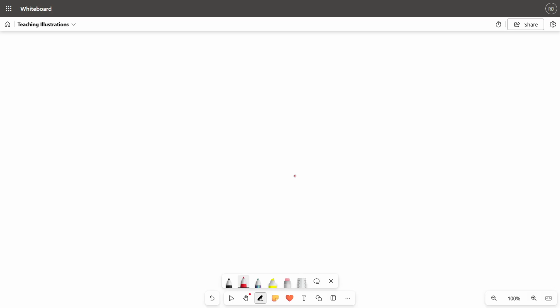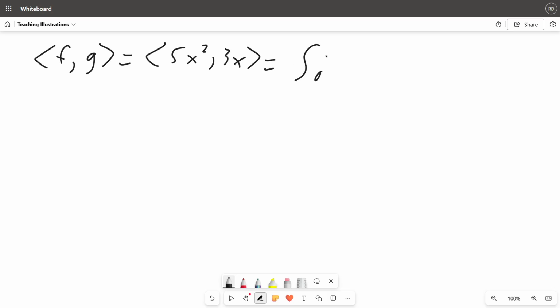All right, so first thing we need, well, we can do whatever order we want, but I'm going to do the inner product of f and g first. So that is 5x squared and 3x, the integral from 0 to 1 of 15x cubed dx, which would be 15 over 4 integral from 0 to 1 of x to the fourth, which is 15 over 4.